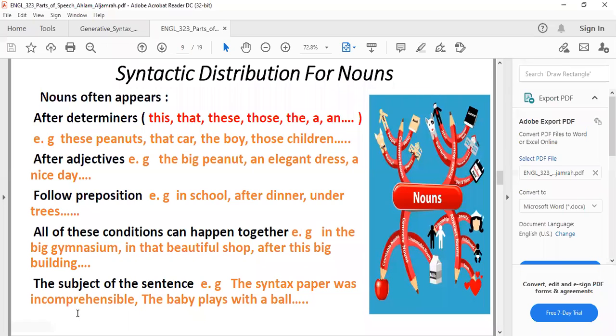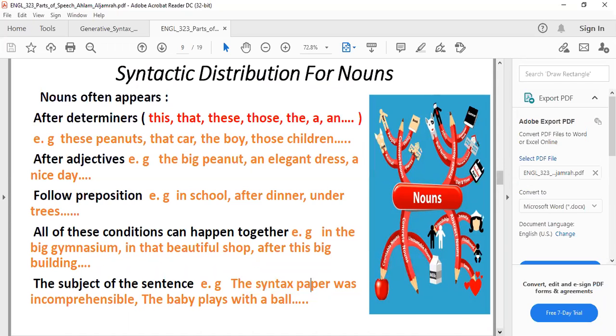The subject of the sentence, like the syntax paper was incomprehensible, so the syntax paper is the subject here. It is the subject, but the is a determiner. Syntax here is a noun, but it modifies another noun. So we say syntax here is a noun that functions as an adjective, and paper here is the head noun.